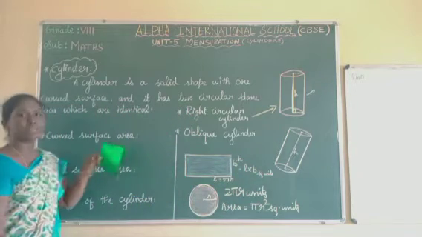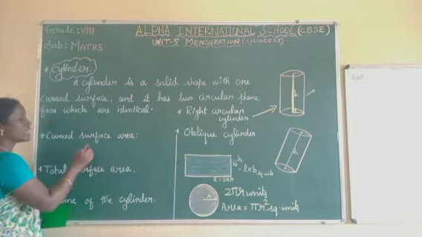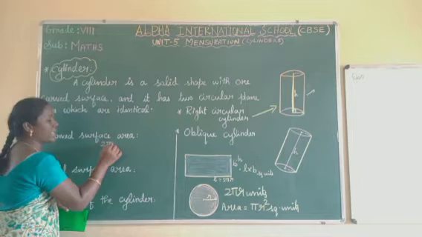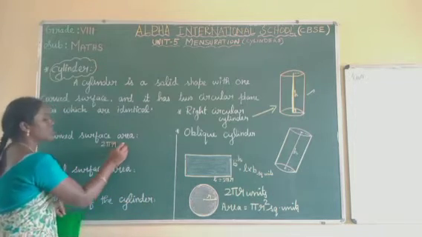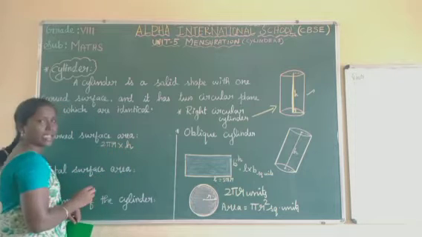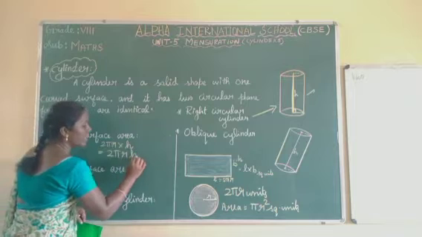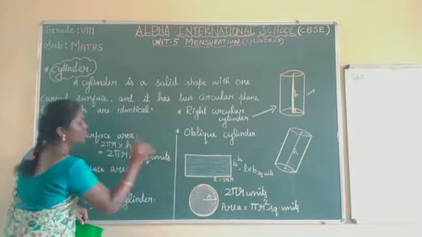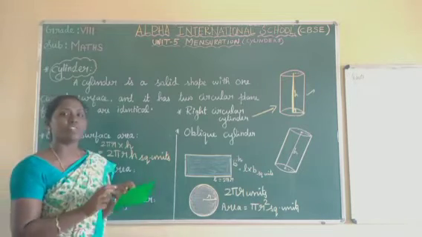So finally the curved surface area is the area of this rectangle. The area of the rectangle is length into breadth. Here the length is 2 pi r and the breadth is h. So 2 pi r into h. So finally the formula is 2 pi r h square units. That is the curved surface area of the cylinder.